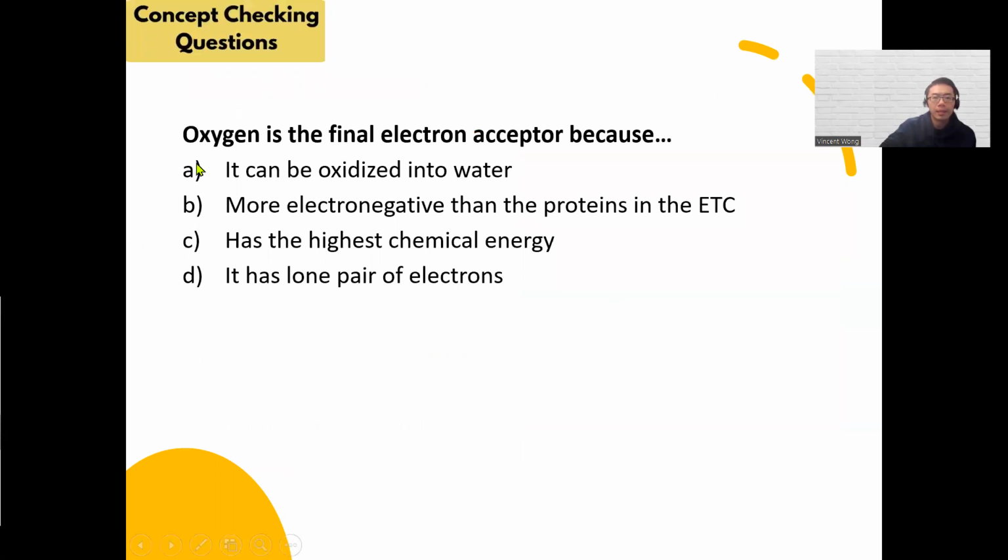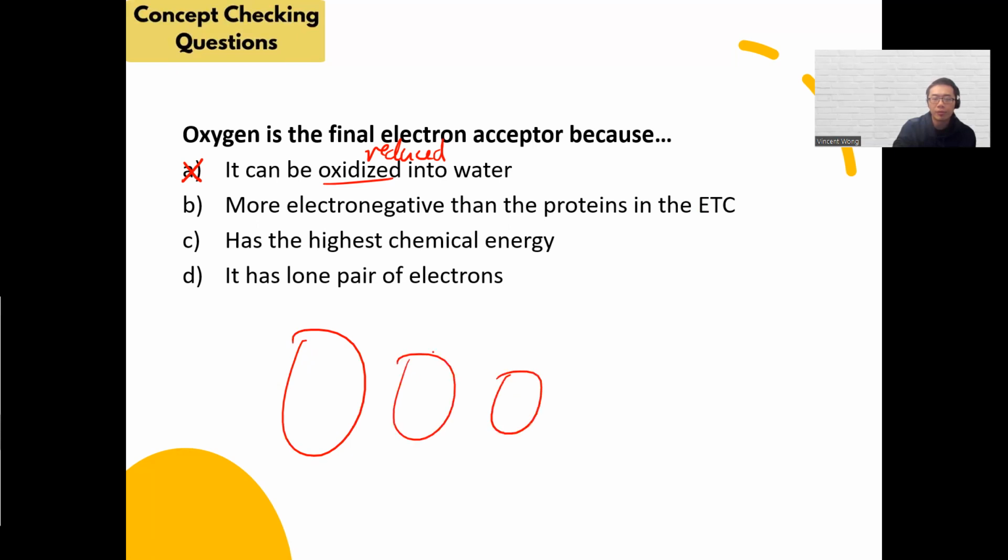Oxygen is the final electron acceptor because it can be oxidized into water. That's not true. To be oxidized is to lose electron. It's actually picking up electron, so it's reduced. Oxygen is the final electron acceptor because it's more electronegative than proteins in the ETC. So that's something that I have to explain a little bit further for you.